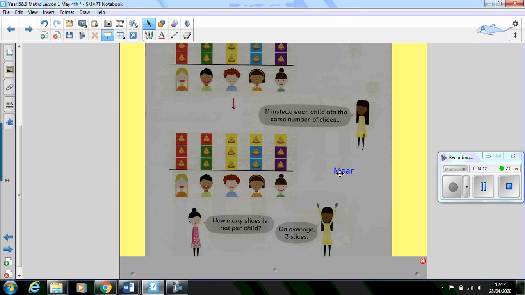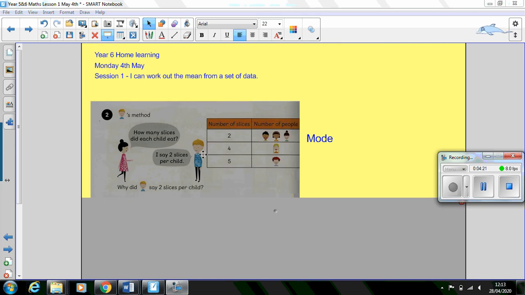But before we do that, we're going to have a look at 2 other ways that you can look at the average. Sam, on the other hand, has a different method. He said that there's one person that's eaten 5 slices, there's one person that's eaten 4 slices, and there are 3 children that have eaten 2 slices. So he's saying that the average number of slices eaten is 2. This method of working out the average, the most common number, is called the mode.